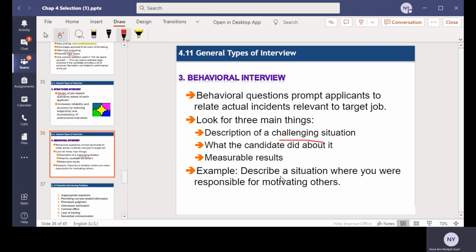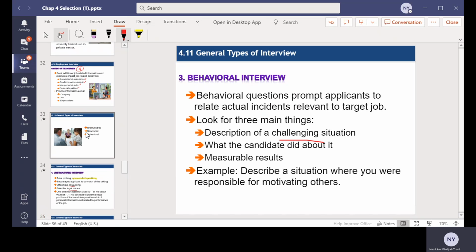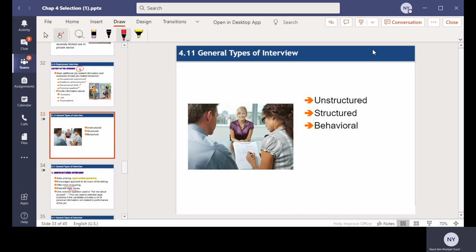So maybe this kind of question is suitable for a leader, for a manager. Because managers need to motivate the employees, right? Those who are unmotivated. So maybe they can ask this kind of question. By doing this, they are able to see how professionally the candidates solve the case, the situation. So these are the 3 types of interview.